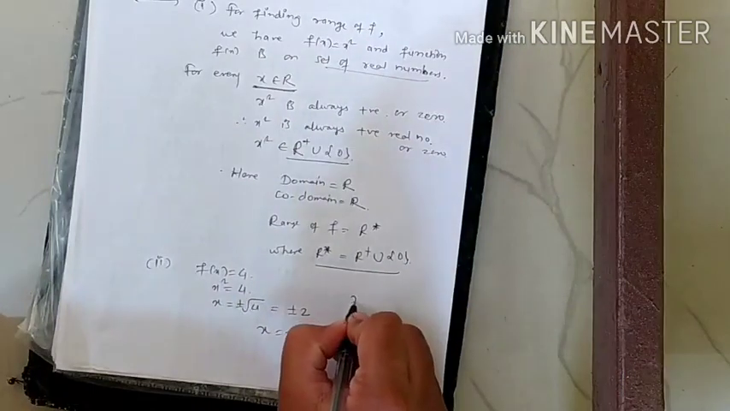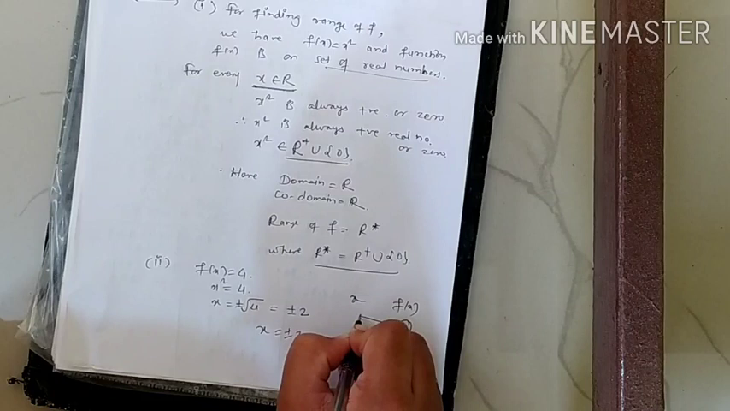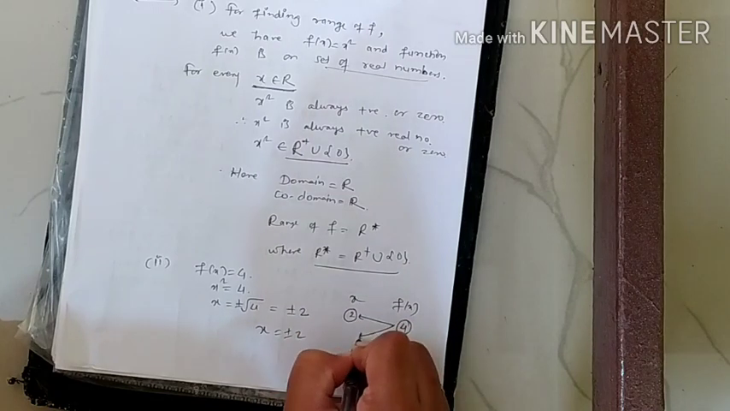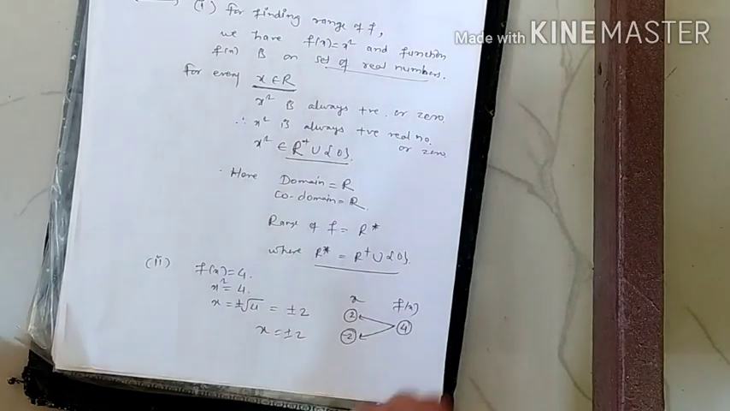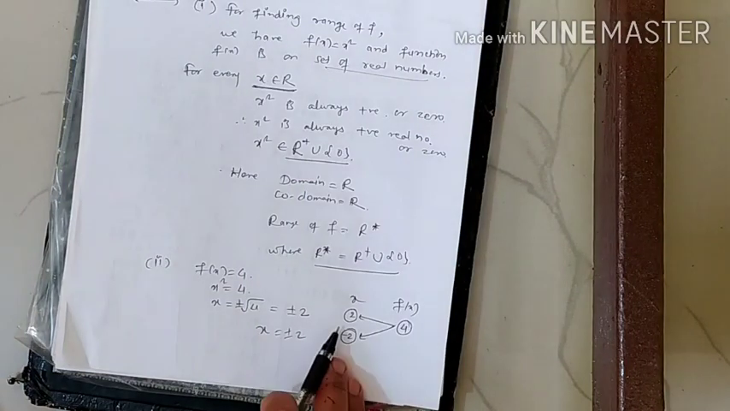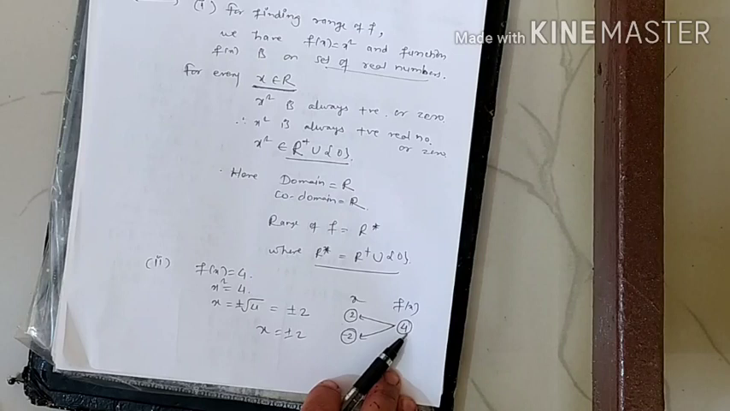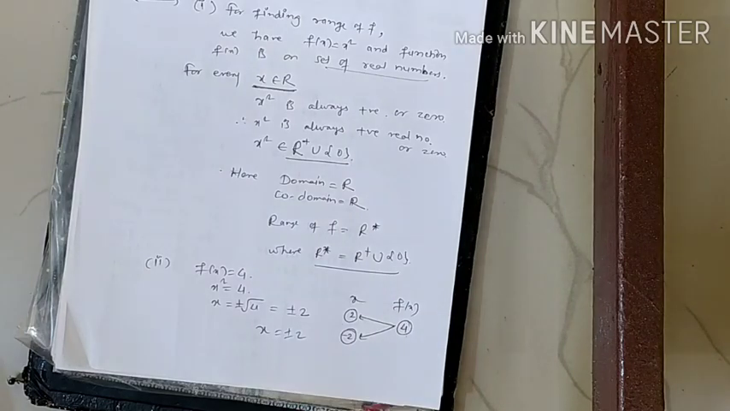So if f of x is 4, there are two pre-images, one is positive and one is negative. Now here the definition of function doesn't fail, because for each element of the domain there is only one image in the codomain set. Getting? Any doubt?